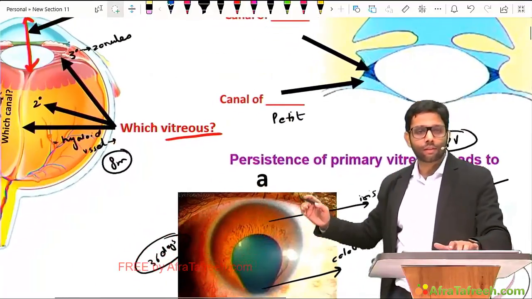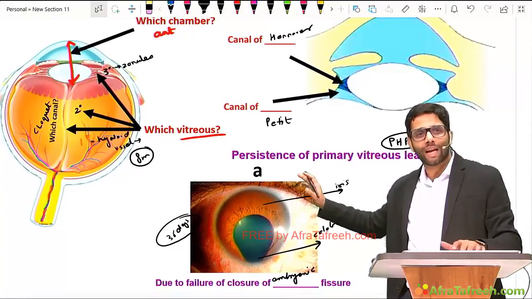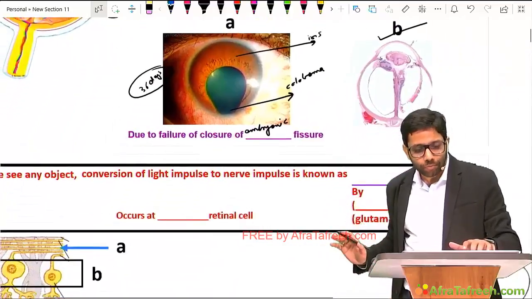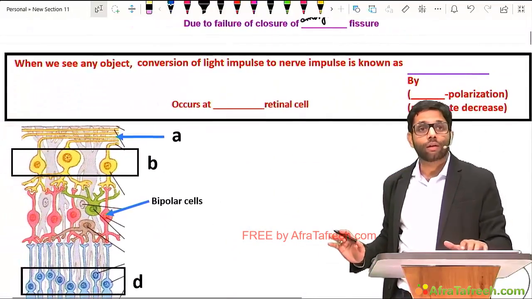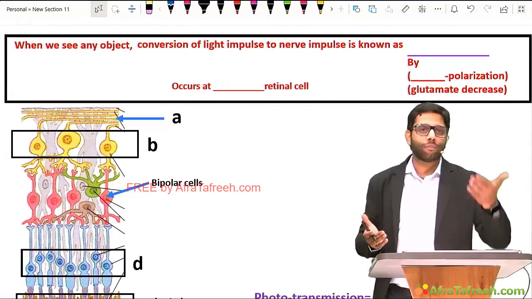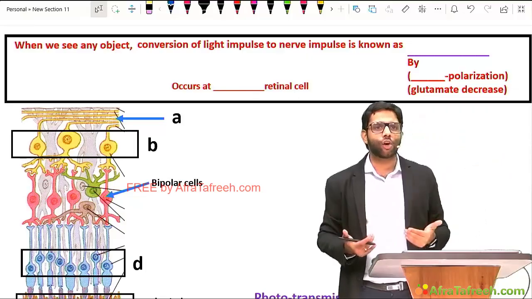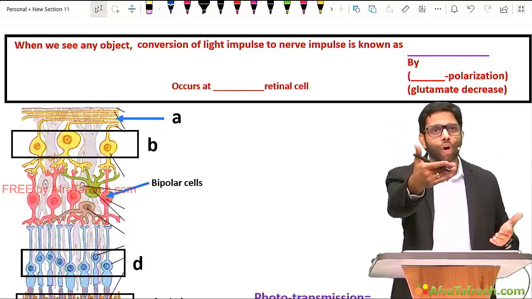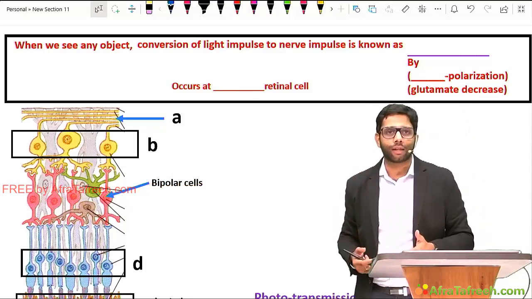So that is the first thing which you write down with the basic anatomy, the basic structure of the eye which you should know. Now let us see, how do we see? If you are seeing me, I can't see you right now, but you are seeing me. When we see any object, I am your object, the conversion, the light is coming from the object going to the retina.